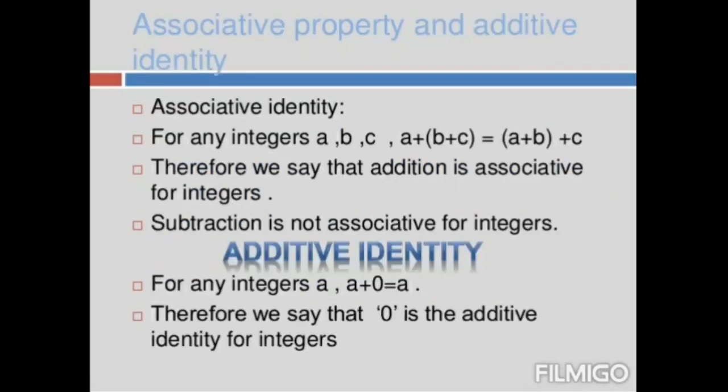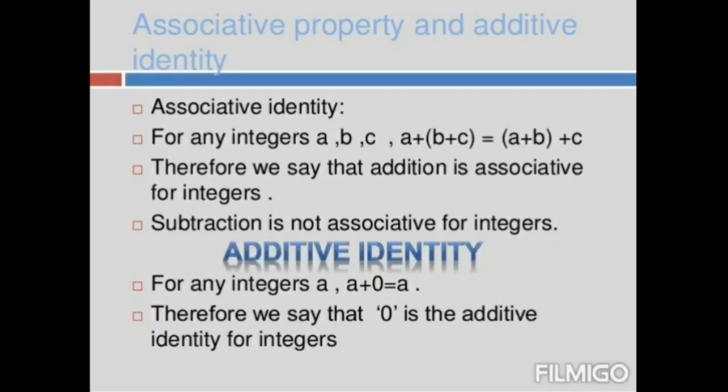Next property is associative property. In associative property, we will take three integers a, b and c. And if we add these three integers in any order, the answer will remain the same. So for addition, associative property is applicable. But for subtraction, it is not applicable.